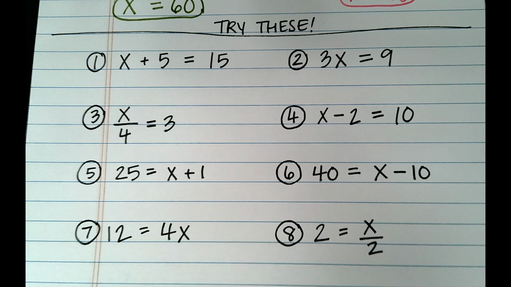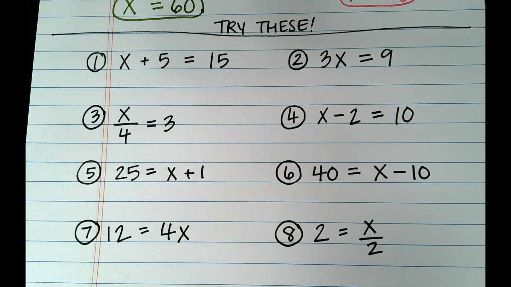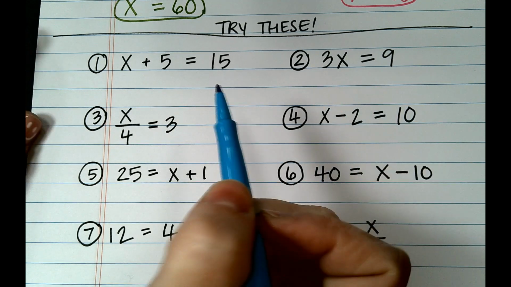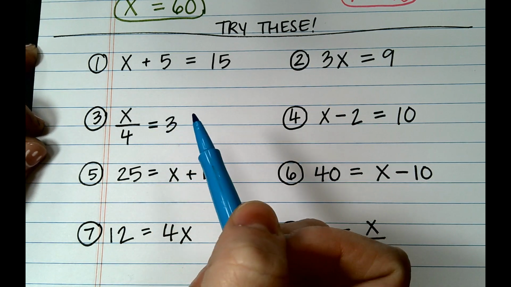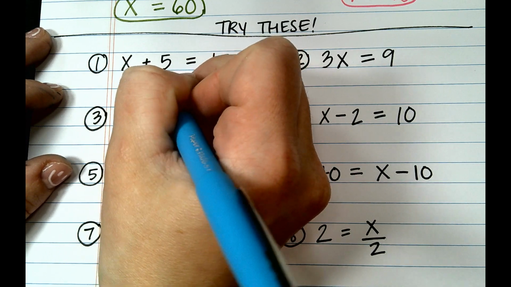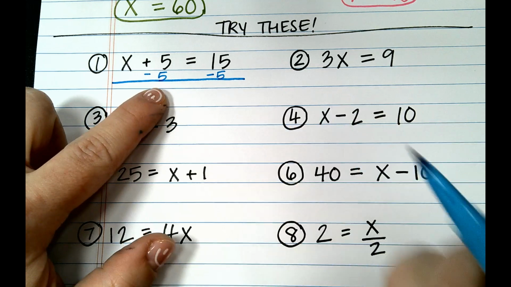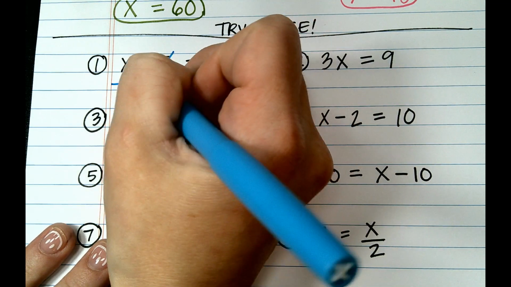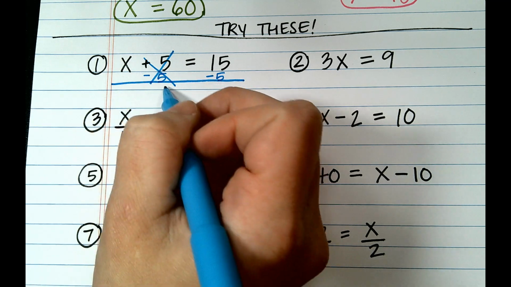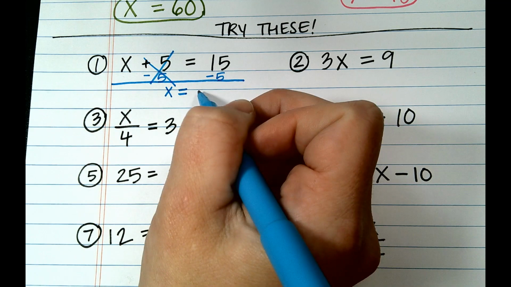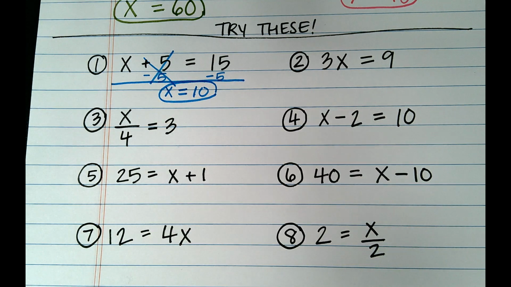So number 1, x plus 5 equals 15. How do I solve this? Good, minus 5 on both sides. What happens to my 5s? They cancel. And now what? X equals 15 minus 5 is 10. Good. Number 1, X is 10.